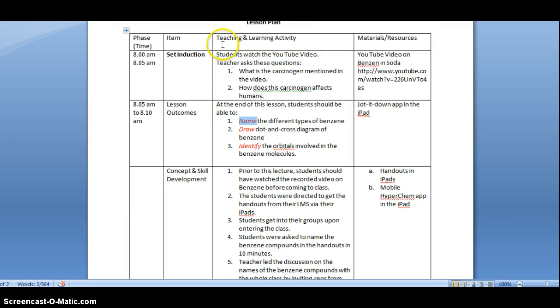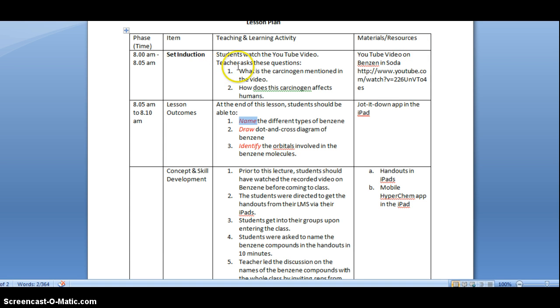And over here is the teaching and learning activity. What are your teaching and learning activities that you intend for your students on that day? Or how do you design instruction for your students on that day, for that particular lesson? In this example, the teaching and learning activity are as follows. Students watch the YouTube video. Under materials and resources, please provide the YouTube video link and title.